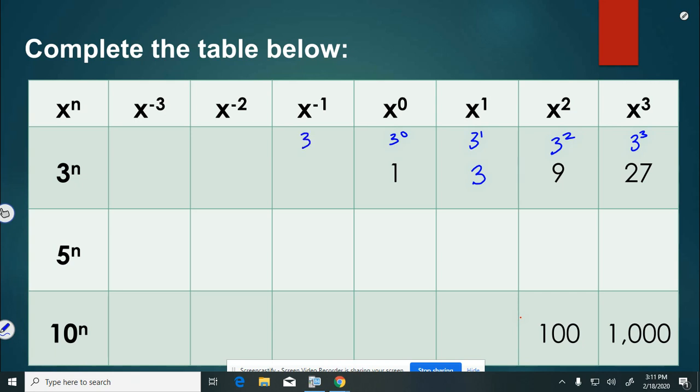So 3 to the negative first would be the reciprocal of 3 to the first, so that's going to be 1/3. And 3 to the negative second is going to be the reciprocal of 3 squared, so that's going to be 1/9. And 3 to the negative third is going to be the reciprocal of 3 to the third, so that's 1/27. Okay, so I want you guys to try the 5 to the n and the 10 to the n on your own. Raise your hand when you've got that done so I can make sure you've got it, and then you can continue with the rest of the video.